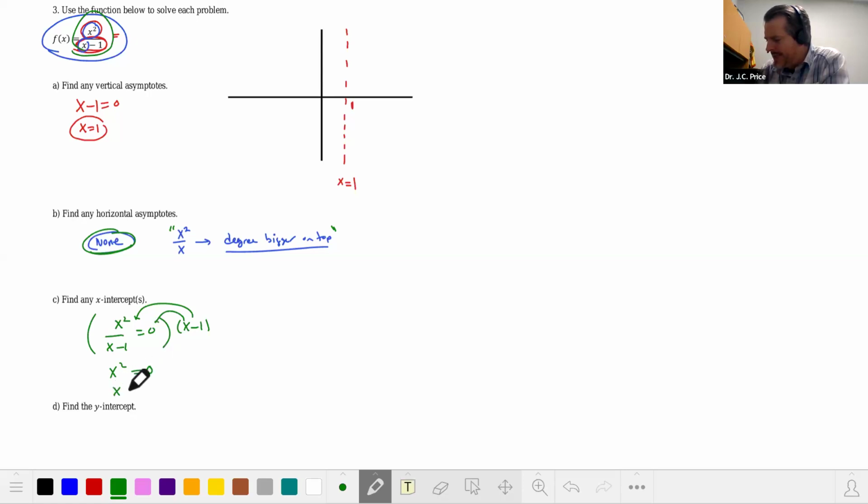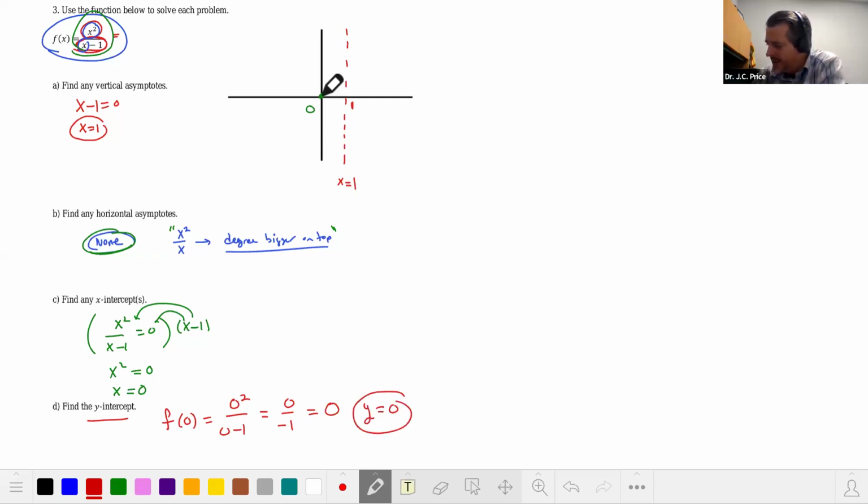Take the square root of both sides. It is plus or minus, but that's always 0. And so right here in my picture, you can label that origin 0. There's an x-intercept. And then finally, for the y-intercept, you just plug in. What's f of 0? So you come back up here, plug in 0 for x, so 0 squared over 0 minus 1, which equals 0 over negative 1. And again, be careful. This is well defined. How many times does negative 1 go into 0? 0 times. And so my y-intercept is at y equals 0, which is the same point.